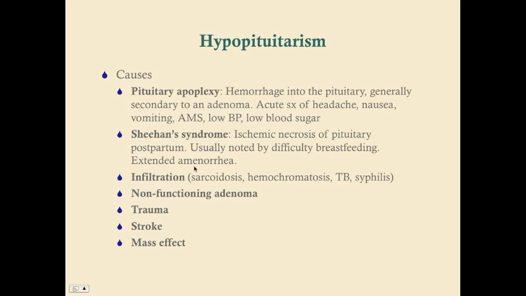And that prolactin is going to block the LH and FSH, and so therefore she's not going to have her period. So make sure you ask if she's breastfeeding. Difficulty breastfeeding can be a sign of Sheehan syndrome. Another sign could be just hypotension in general, and that's again because of a low ACTH, a low cortisol level.